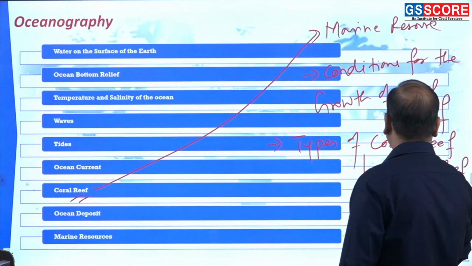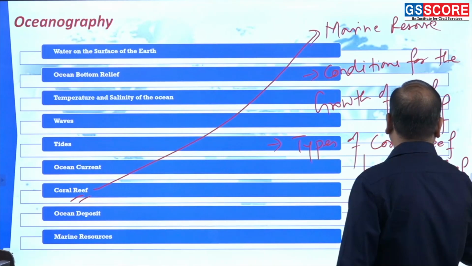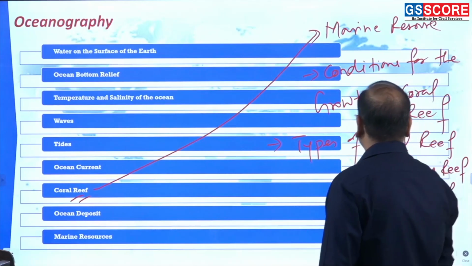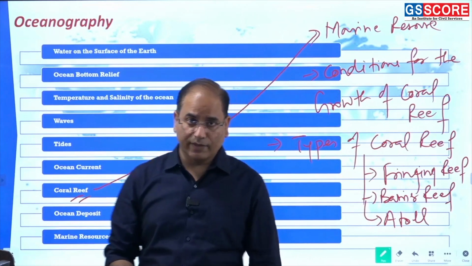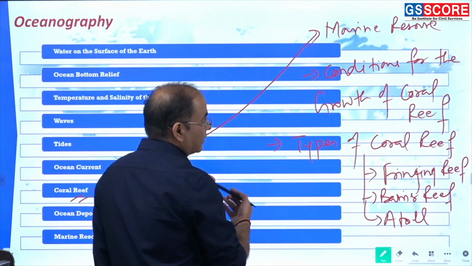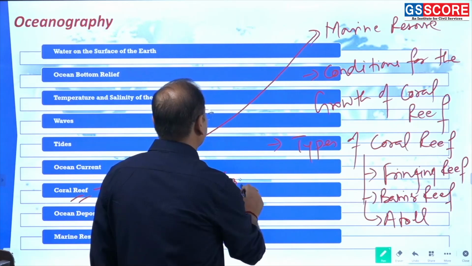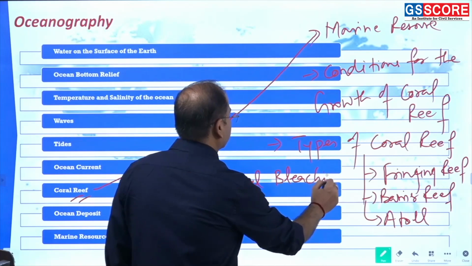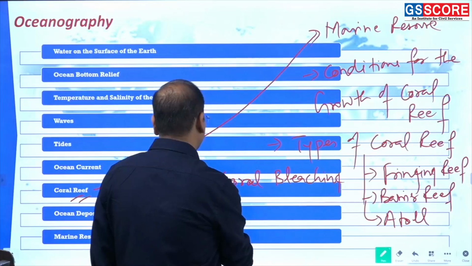barrier reef, atoll. So fringing reef, barrier reef, atolls. Also the destruction of the coral reef or the threat to the coral reef in the form of coral bleaching. Also the distribution of coral.